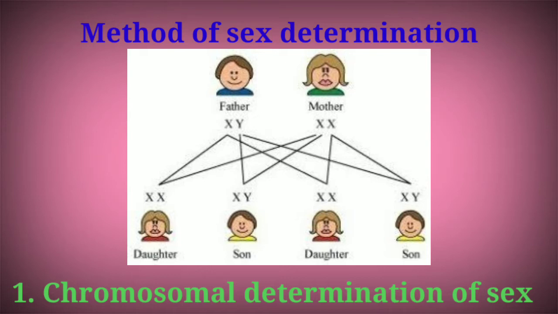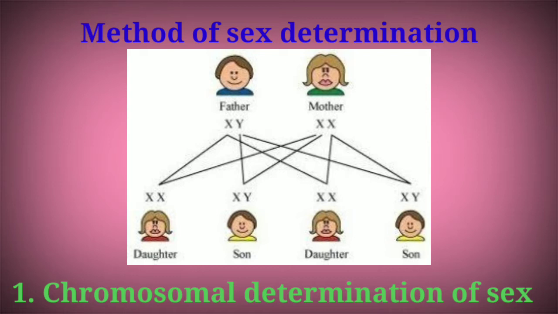As I have said, this is determined right after the act of fertilization, after the formation of the zygote, when the male and the female gametes fuse and the zygote is formed. That zygote only determines whether an individual will be male or female. So this is called chromosomal determination of sex.